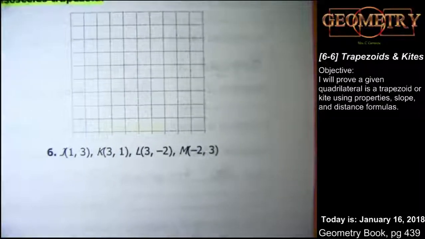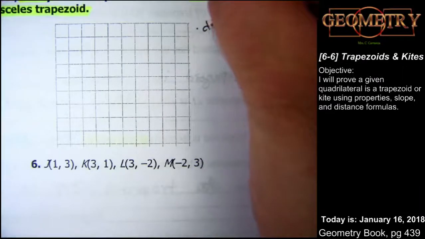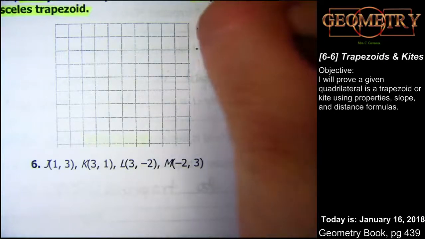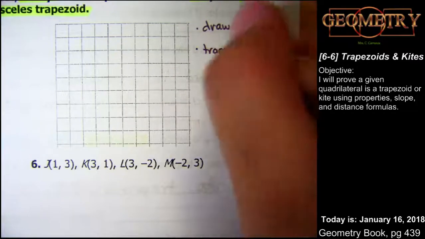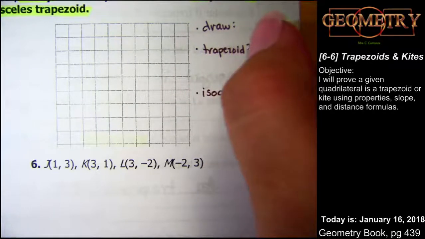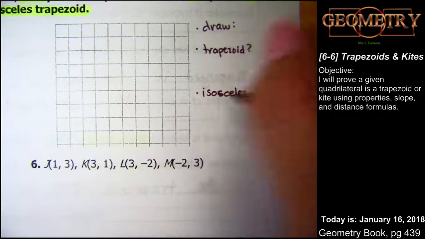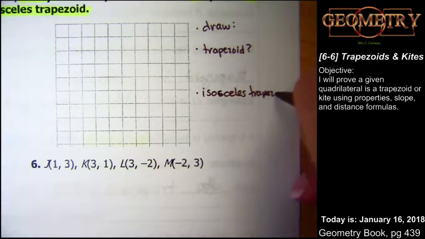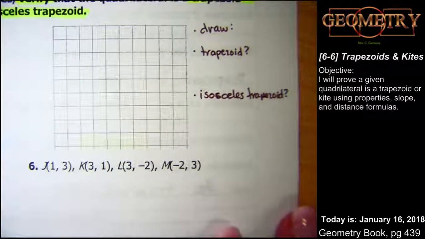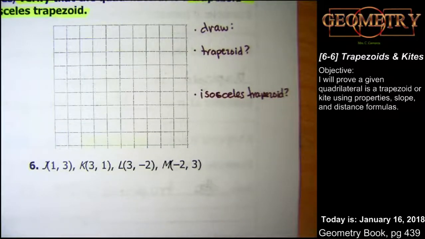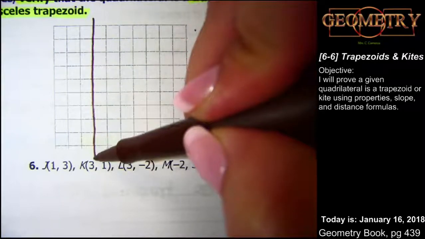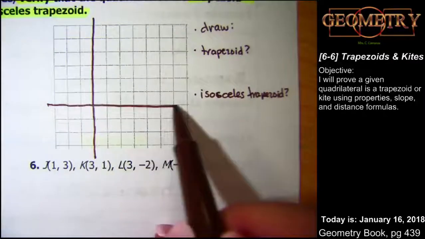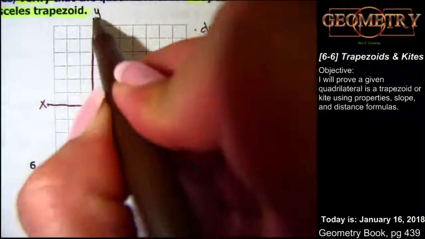First, before we start, I'm going to write a list of the things that we need to get done. We need to draw the thing. We need to confirm that it is a trapezoid. And then we're going to see if not only is it a trapezoid, but if it is an isosceles trapezoid. Looking at my coordinates, I see that my smallest is a -2, so I'm going to put my origin somewhere where I can get -2. Okay, those look like some good places.